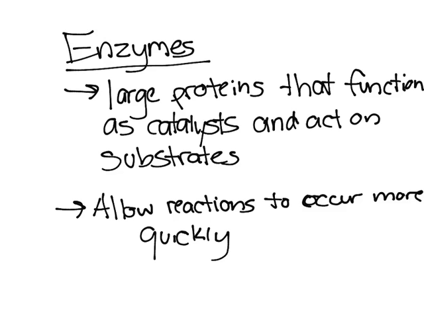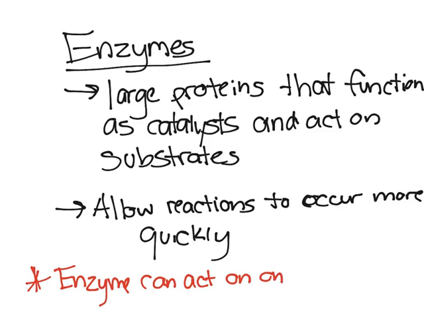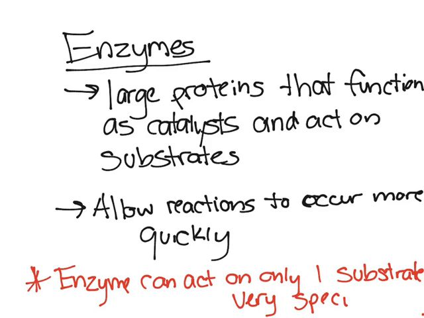And it's really important to remember that for every enzyme, an enzyme can only act on one substrate, or one type of substrate, so it's very specific. And now you're probably wondering, how does it do that? How does it speed up the reactions? And we'll get into this.